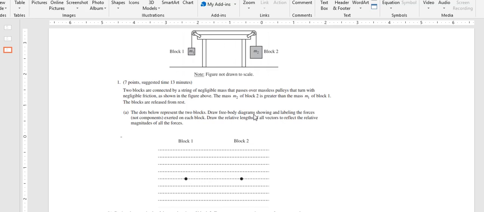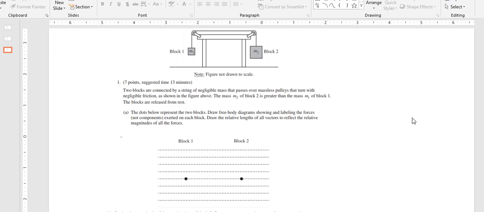The dots below represent the blocks. Draw free body diagrams showing and labeling the forces, not components, exerted on the blocks. Draw the relative lengths of all vectors to the relative magnitudes of all the forces. Basically, the length of the arrow needs to represent, for instance, let's look at this. You can see that the weight of block 2 is going to be more than the weight of block 1. That means the arrow representing the weight of block 2 needs to be longer than the arrow that represents the weight of block 1.